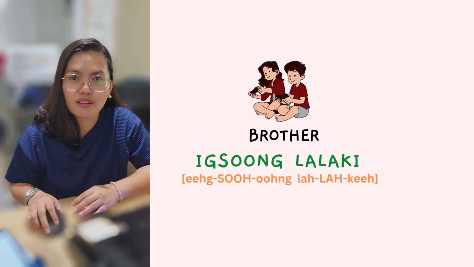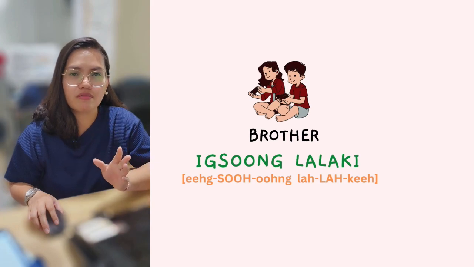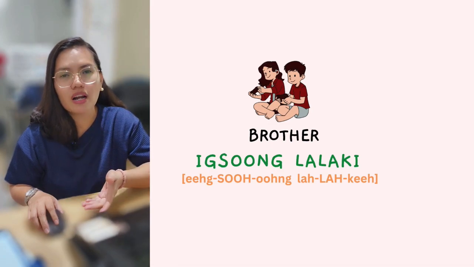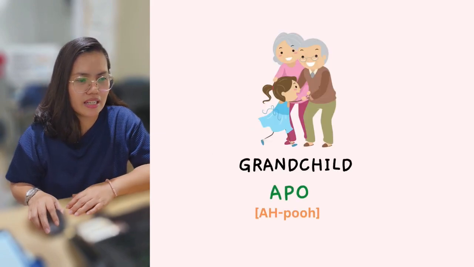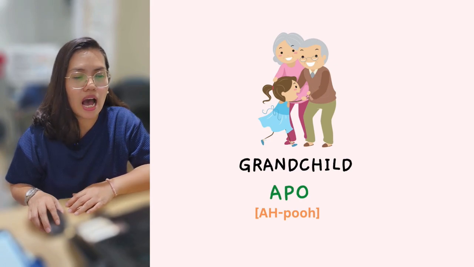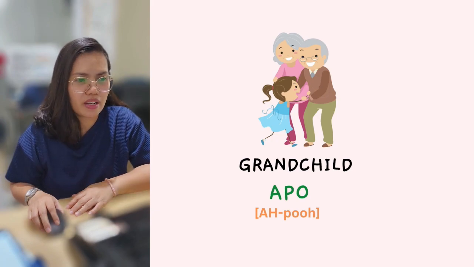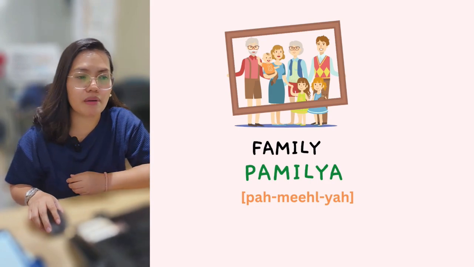Next one, brother. Igsuong lalaki. I think in the previous video, I discussed igsuon. So, igsuon is sibling. When you say brother, igsuong lalaki. Okay, next one, we have grandchild. Apo. Next one, family. Pamilya.